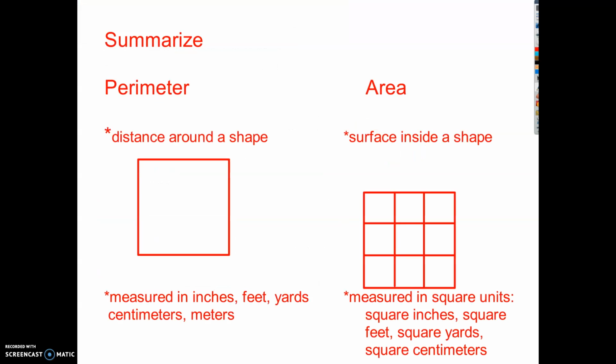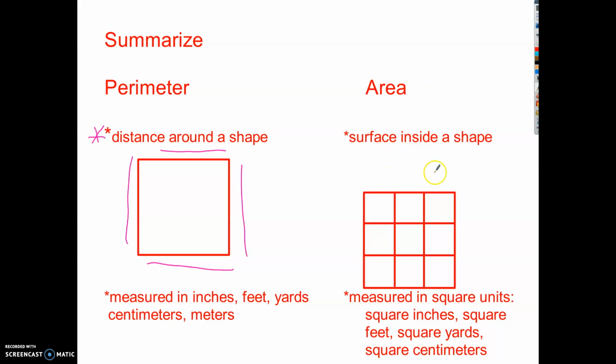To summarize what we worked on today, perimeter. The perimeter is the distance around a shape. So you measure each side. Maybe it's in inches, maybe it's in feet, maybe it's in yards or centimeters. Label each side how long it is. Add those up, and that's going to give you the perimeter.